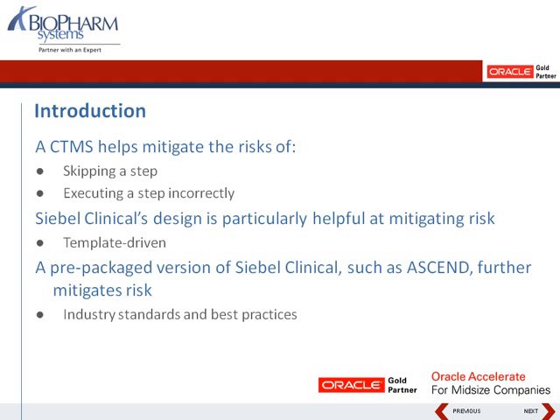A CTMS helps mitigate the second risk by providing standardized, repeatable processes within the system. These are checks and balances in the system to ensure that the right tasks are being performed in the correct order. So in this section of the presentation, we're going to focus on how Siebel Clinical's design is particularly effective at mitigating risk because it's a template-driven system.